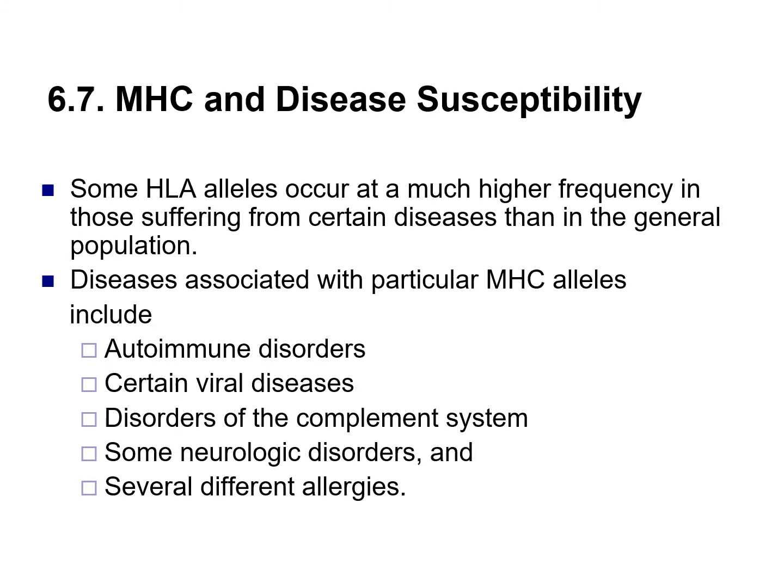Some HLA alleles can occur at a much higher frequency. So these alleles can lead to the formation of certain diseases like autoimmune diseases. Maybe you have known some autoimmune diseases, viral diseases, disorders of the complement system, neurologic disorders, and some forms of allergies. So that is the relationship between MHC and disease susceptibility. To be susceptible means to be prone to developing certain diseases.